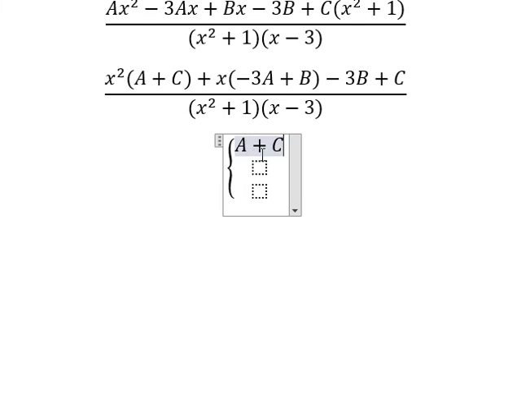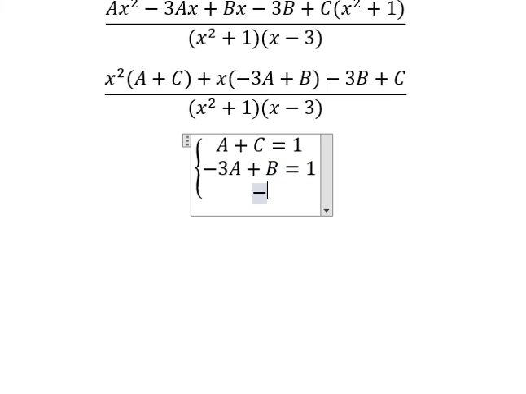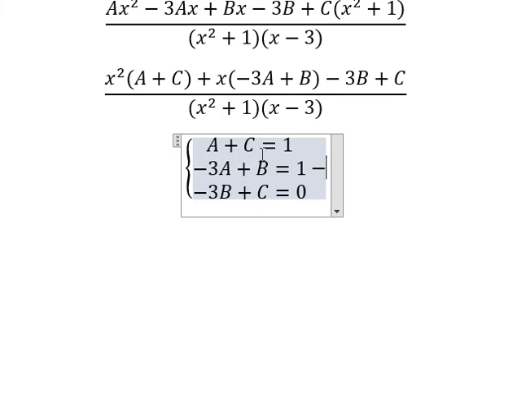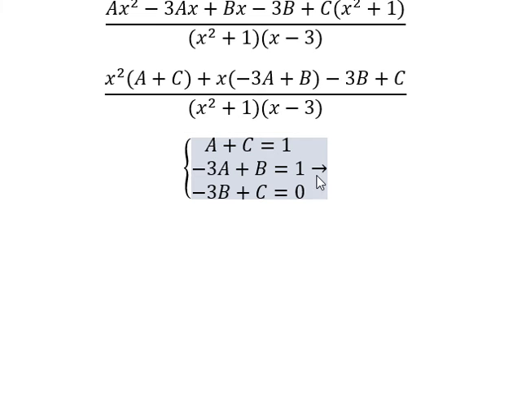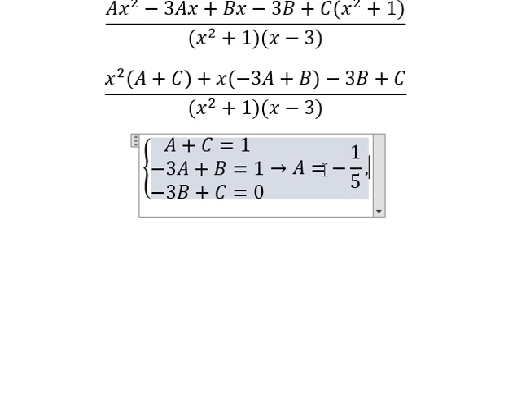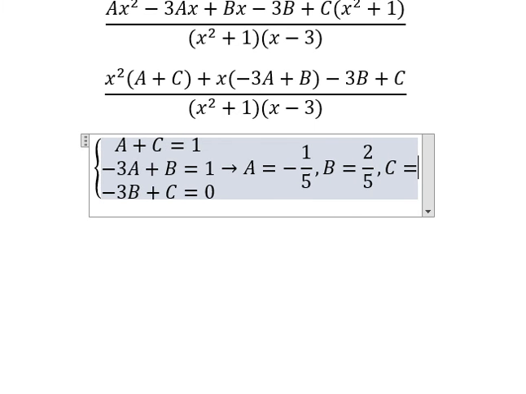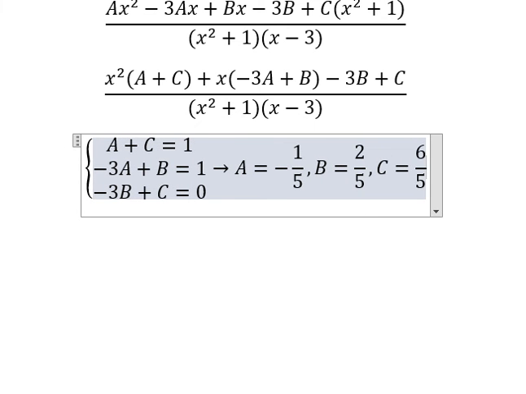So a plus c equals number 1. Negative 3a plus b equals number 1. Negative 3b plus c equals number 0. And now we need to find the solutions of a, b, c. So a equals negative 1 over 5. B equals 2 over 5. C equals 6 over 5.